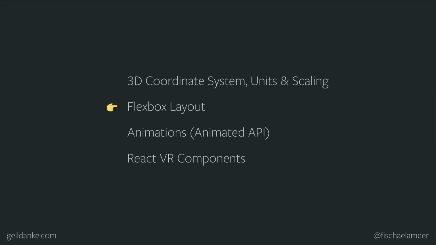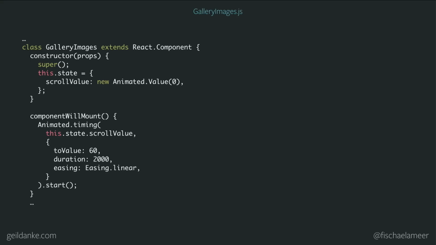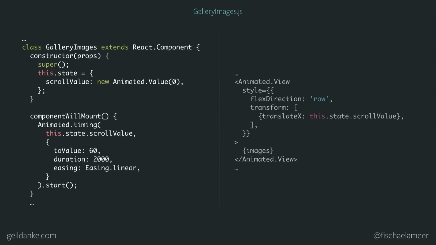Which leads us to another great feature that we can use in ReactVR, the animations or the animated API. To animate the images to scroll in a horizontal way, we import the animated component, set a scroll value state in the constructor function, and then to simplify things here, animate the value within the component will mount function. Then we can use this animated value within the translate transform style property as the X value, and voila, the animation will run when our gallery images component was loaded.